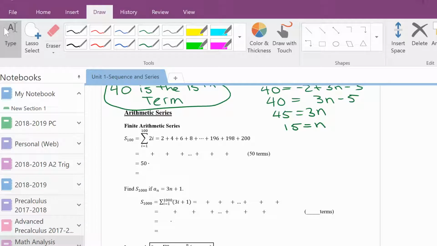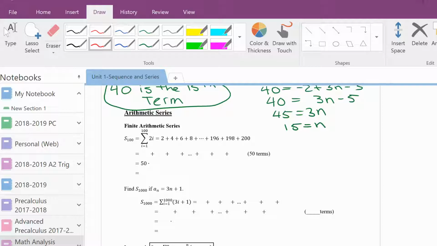Welcome to tonight's video on arithmetic series. So we talked last time about arithmetic sequences and what they are, and now we're going to talk about how to find the sum of an arithmetic series. An arithmetic series is just the sum of an arithmetic sequence.